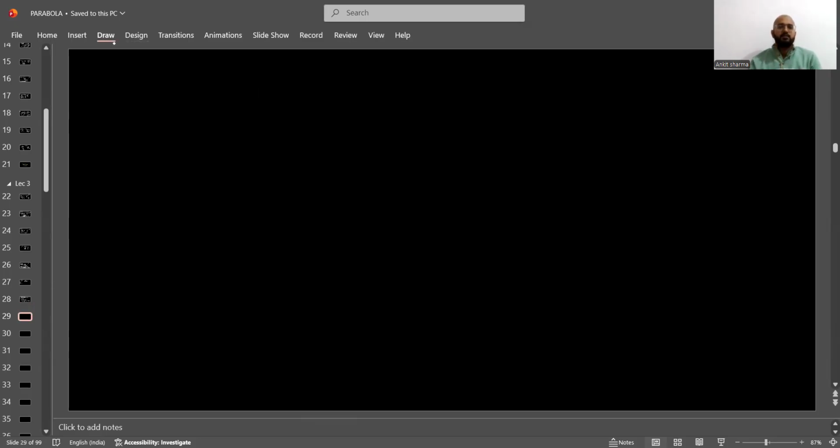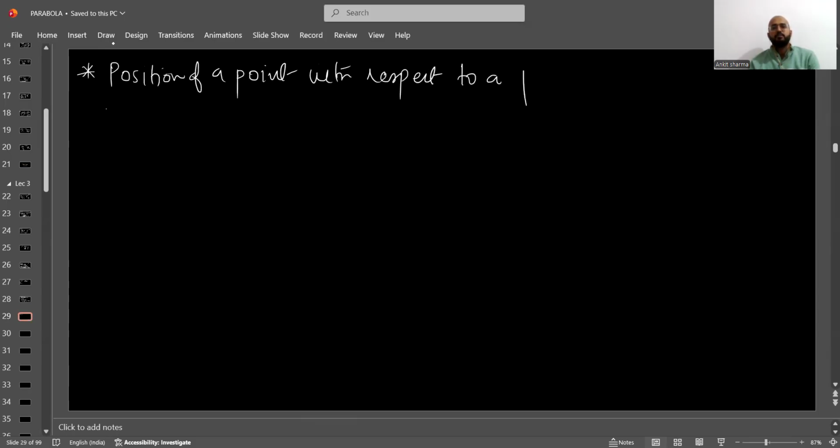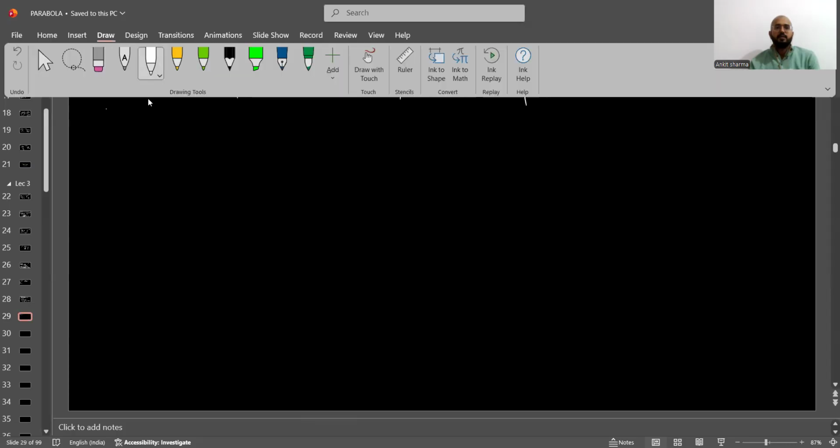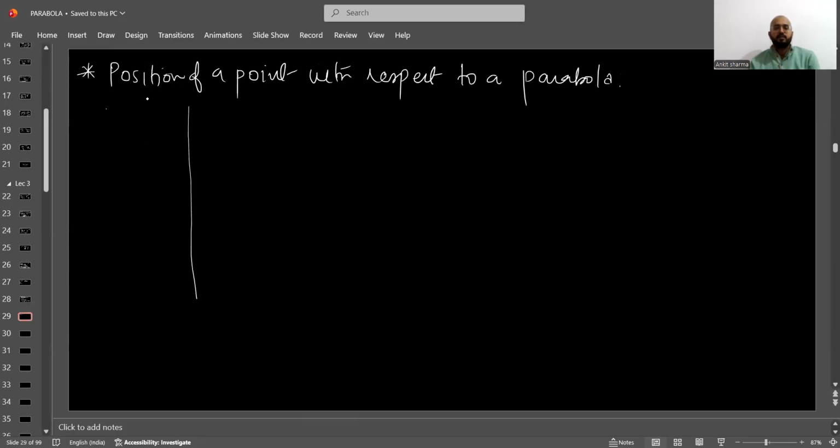We will now discuss the position of a point with respect to a parabola. That means, say if I have a parabola, so this one, then this portion is said to be the interior region.